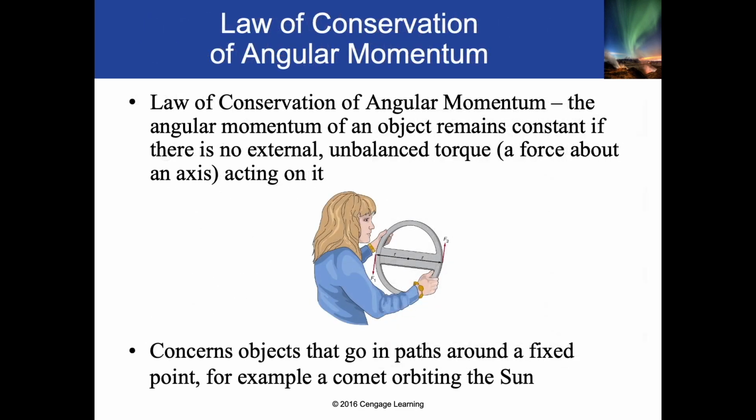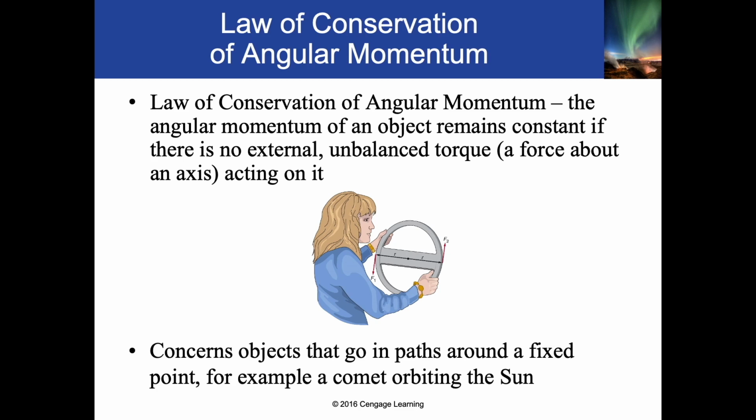Okay, so again, we have this law of conservation of angular momentum now, just like we had the law of the conservation of linear momentum. Remember that? This says the angular momentum of an object remains constant if there's no external force or unbalanced torque about the axis acting on it, right? It's the same exact thing as the linear momentum conservation law, except this time it's going in a circle, okay?